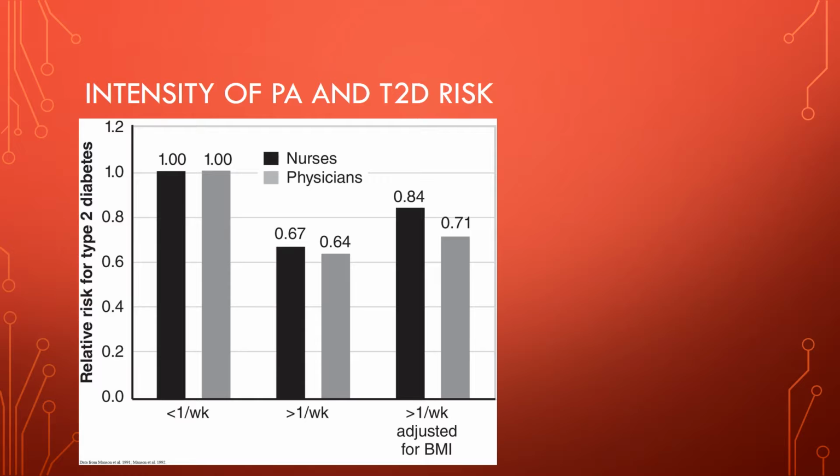And you see less than once a week. So people who get vigorous activity less than once a week, more than once a week, or more than once a week after adjustment for body mass index, which again is an indicator of obesity. So what you see is that vigorous activity does have a protective effect, and this is true even after you adjust for BMI. So this is demonstrating that, yes, more physical activity is better, like we saw in the previous slide, but the intensity of that activity matters also.